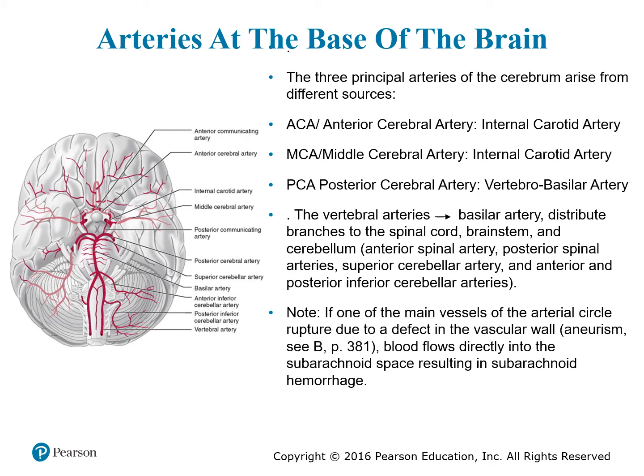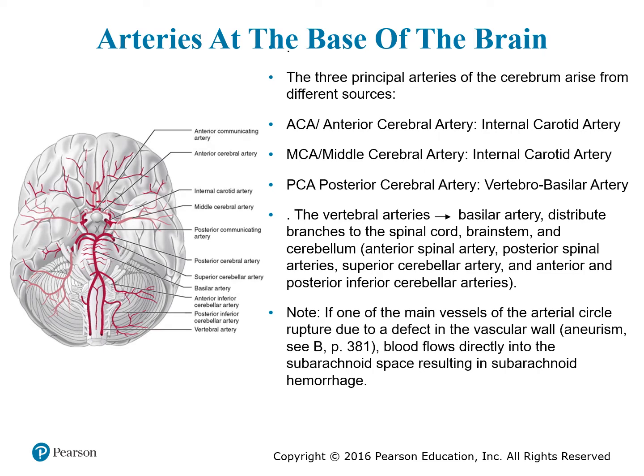Arteries at the base of the brain. So the cerebellum and temporal lobe have been removed on the left side to display the course of the posterior cerebral artery. This view was selected because most of the arteries that supply the brain enter the cerebrum from its basal aspect. The 3 principal arteries of the cerebrum, so anterior, middle, and posterior cerebral arteries, arise from different sources. The anterior and middle cerebral arteries are branches of the internal carotid, while the posterior cerebral arteries are terminal branches of the basilar artery.